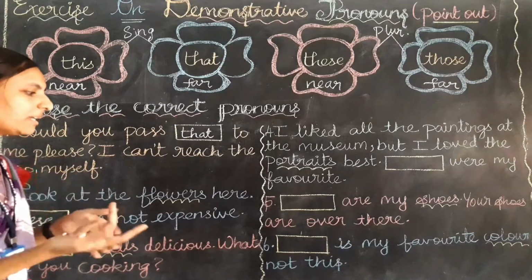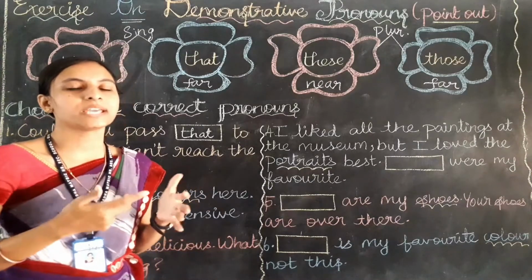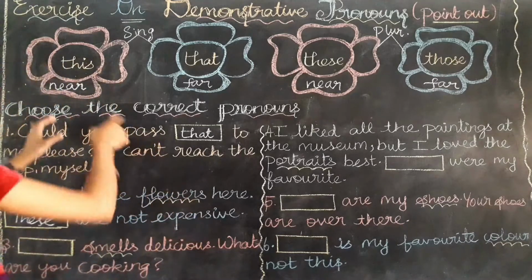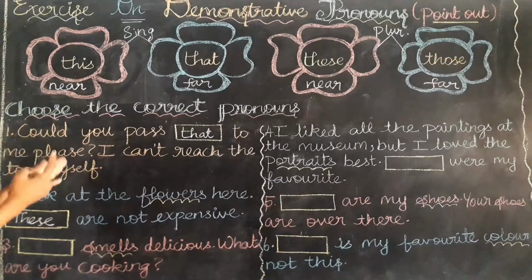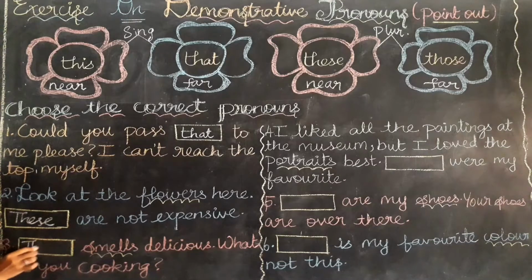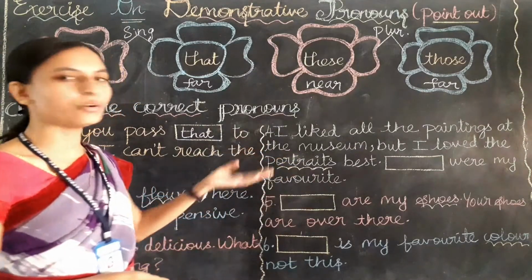I just imagine that I am going nearby the thing and it smells good. If it is near, which pronoun do I need to use to point it out? Yes, for a nearby singular thing I need to use this. This smells good. The answer is this. So the sentence will be: this smells delicious. What are you cooking? Clear? Let's go for the fourth.